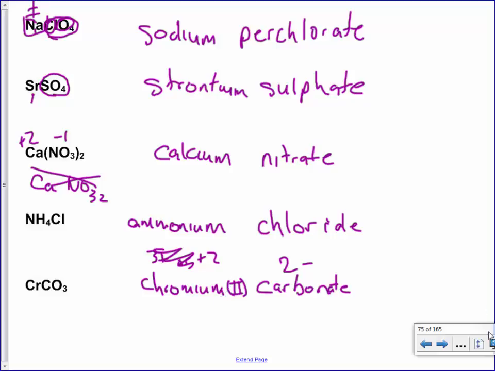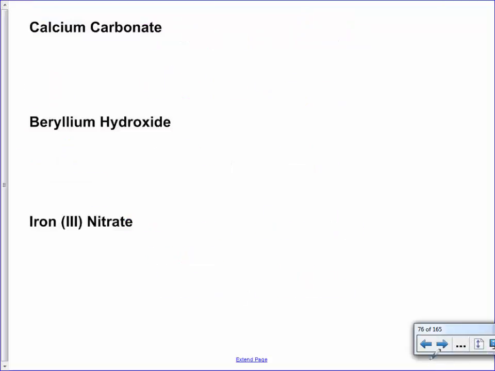All right, and we'll do one more slide. This slide, now we're taking names, though, and going to formulas. So, calcium carbonate. Right off the bat, what's calcium? Ca. Good. Carbonate is CO3.